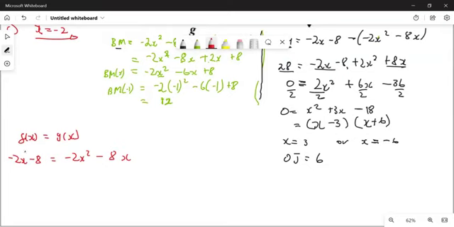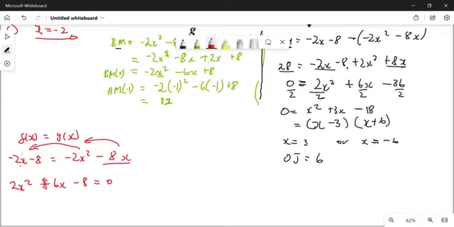Transpose. Okay, I'm going to take these ones to this other side. I have 2x squared, so we have positive 2x squared minus 2x. This one here is negative, when it gets to this side it's going to become positive, and then we have plus 6x minus 8 equals 0.